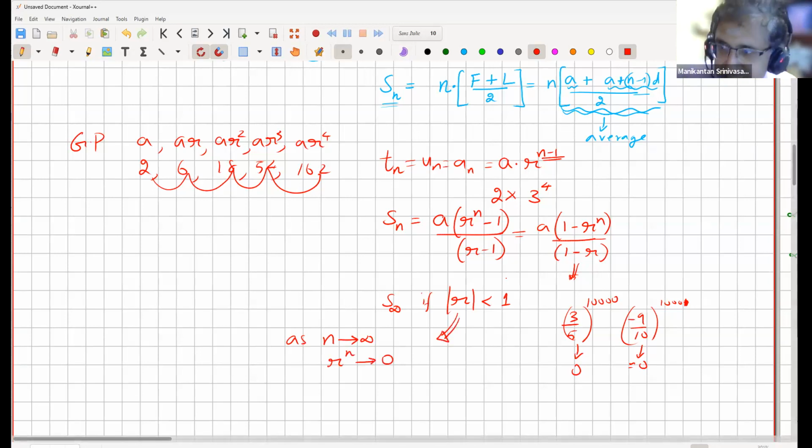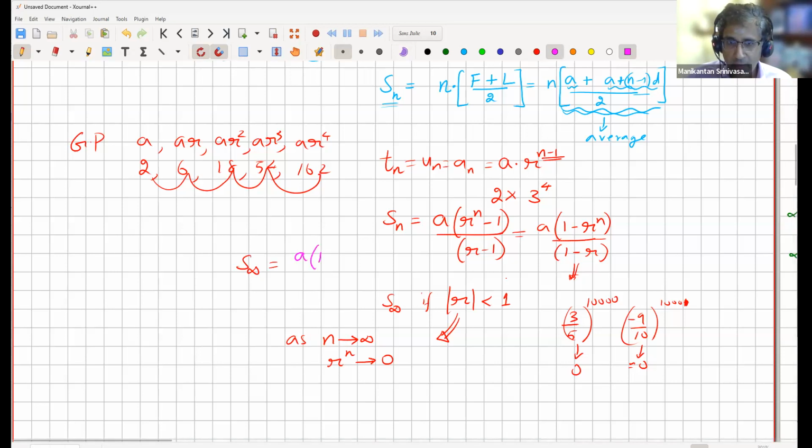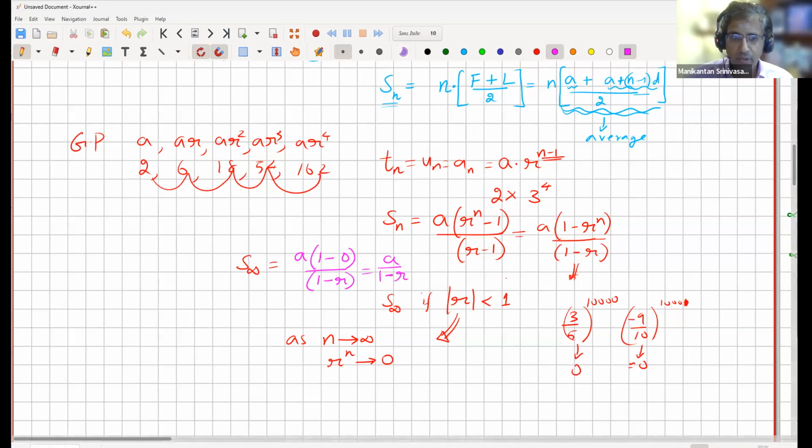So if R is less than 1 in magnitude, R power n tends to 0, which means S infinity becomes A into 1 minus 0 upon 1 minus R. So it just becomes A by 1 minus R. So this is the typical thing that we would use.